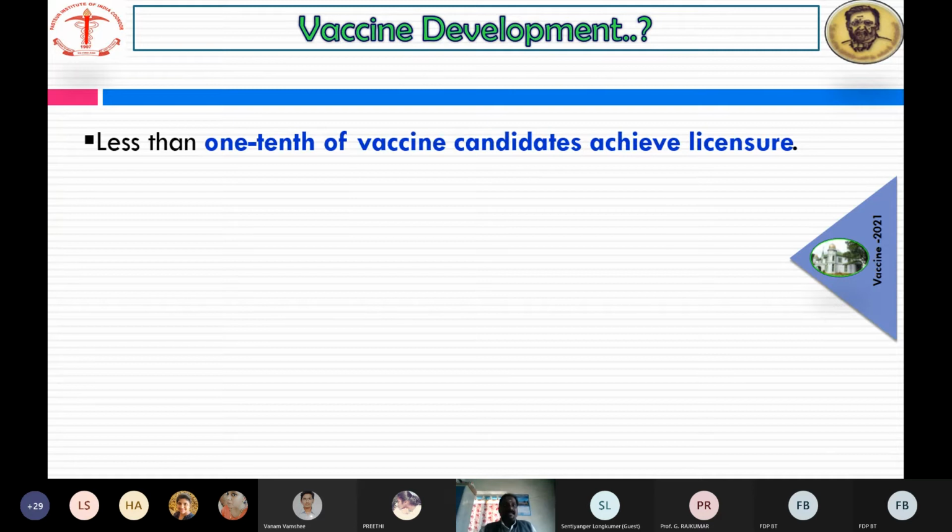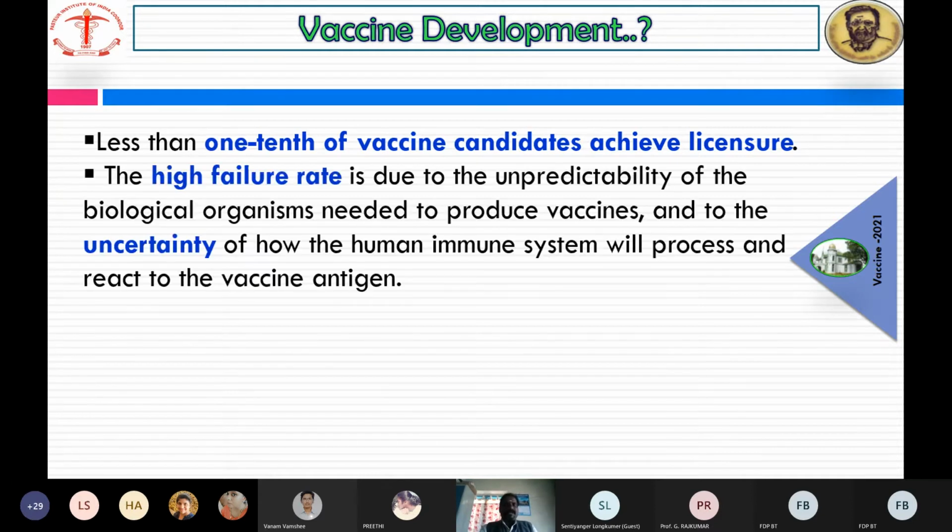Reason one is that less than 1/10 of vaccine candidates achieve licensure. Some vaccines fail at the in vitro level. Some come to the animal trial. Some can pass phase 1 or phase 2, but phase 3 goes for failure. So less than 1/10 of vaccine candidates achieve licensure.